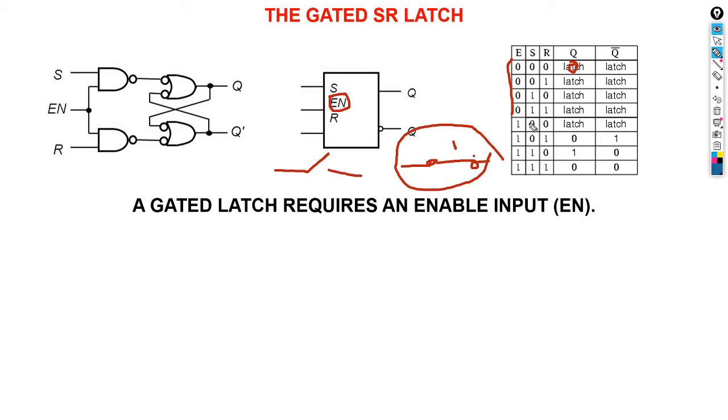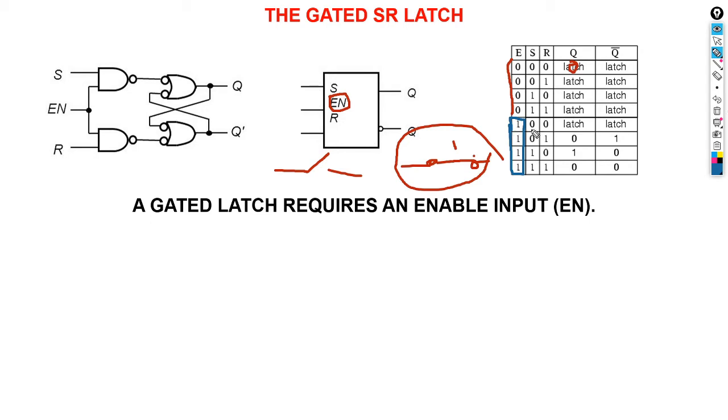We put a 1 on the enable, which means now we have activated, we enable our SR latches to follow the data. So once our enable is at 1, now we can look at the input.